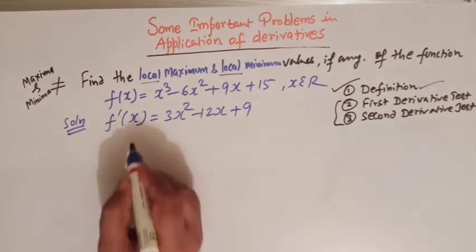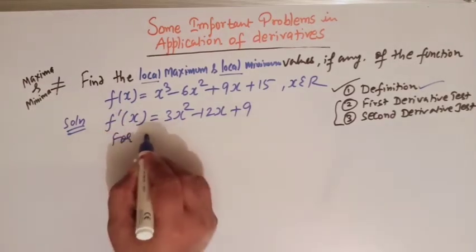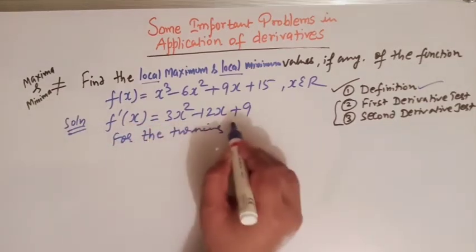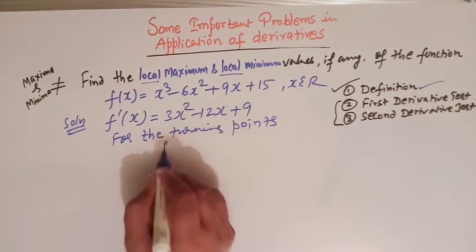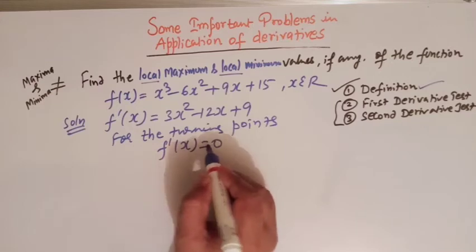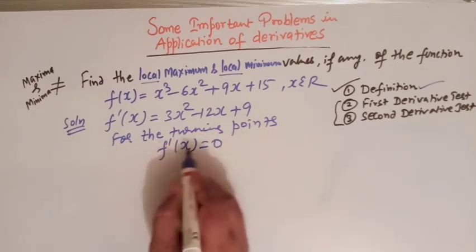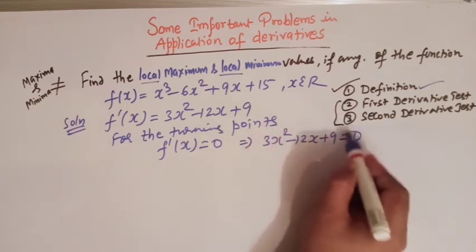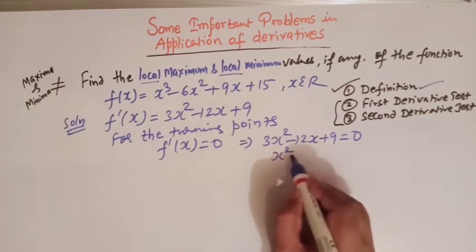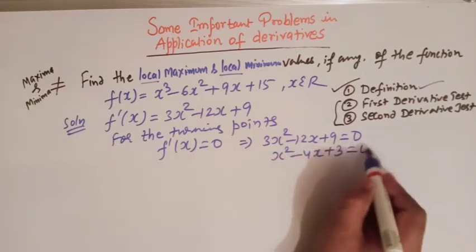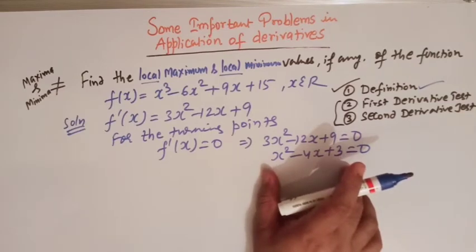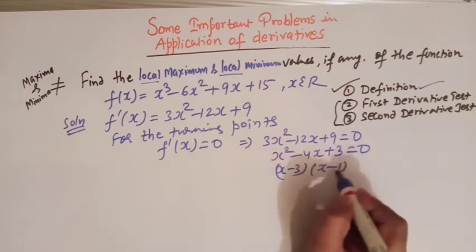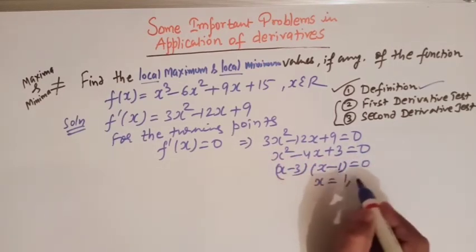Now for the turning points, or for the critical points, we have f prime of x is 0, right? Now f prime of x is 3x square minus 12x plus 9 equal to 0, which is x square minus 4x plus 3 equal to 0, and if we factorize it, we get x minus 3 and x minus 1 equal to 0, so we get x equal to 1 and 3.